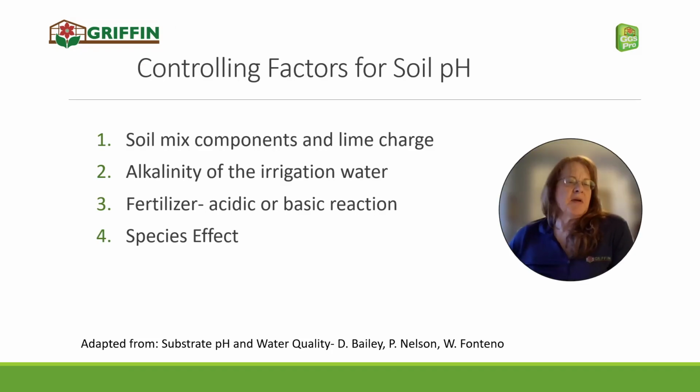Factors controlling the soilless media pH are four main factors: what the soil mix components are, and of course, the lime charge is included in that, and that is a big one. The second major factor is the alkalinity of the irrigation water, and we're going to delve into that. The third is your fertilizing, whether it's acid forming or base forming will influence your pH, and that is a feature that we will use to help stabilize our pH. And the fourth is the species effect, which comes from the plants themselves.